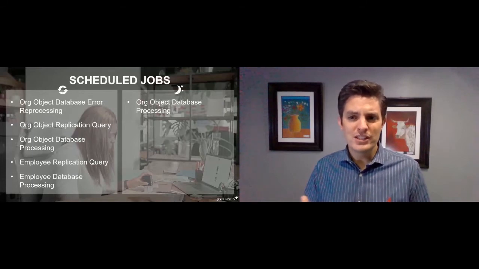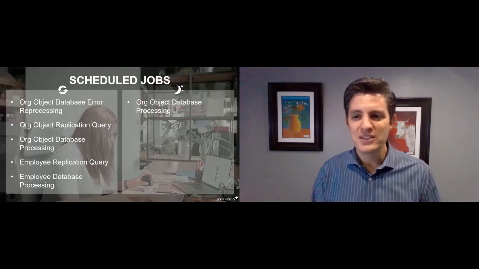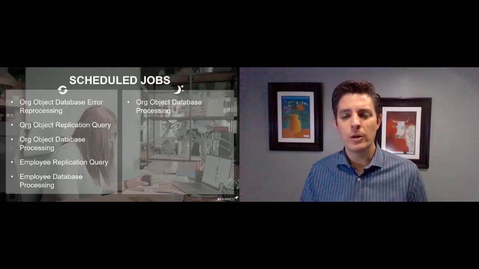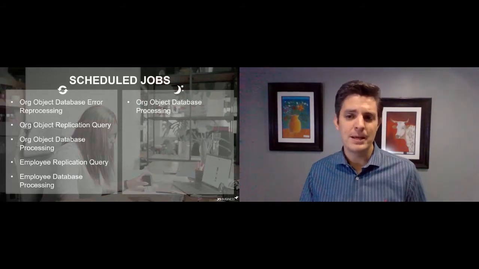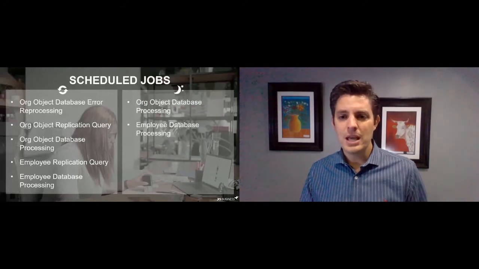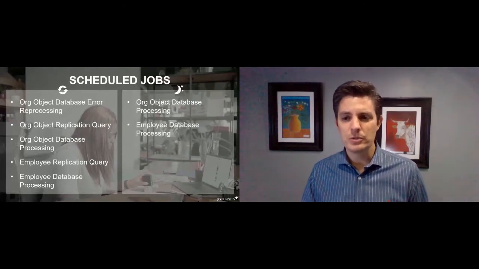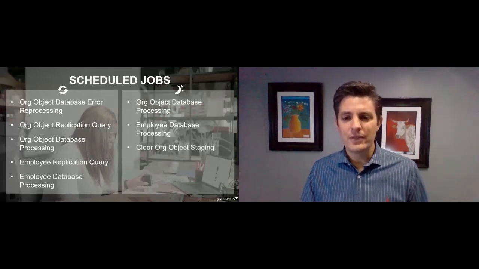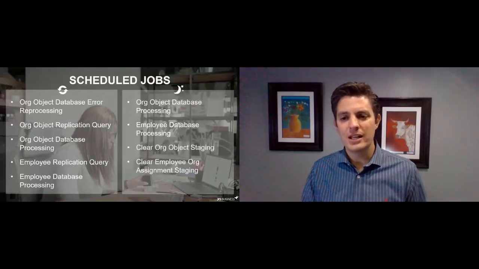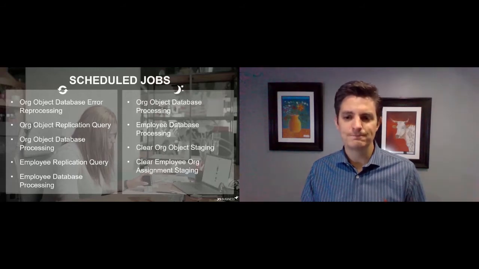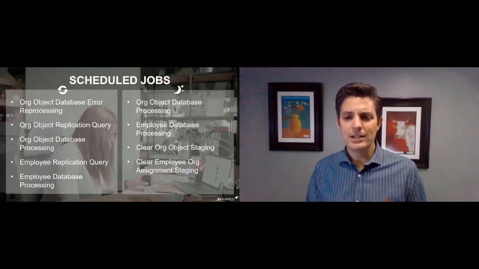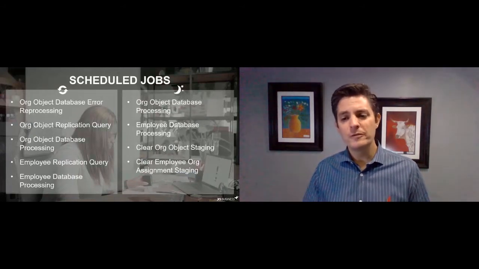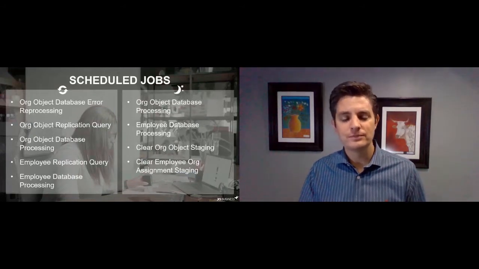Then, usually as the last thing to do at night, we run some cleanup jobs. Firstly, we give it a final go at processing any org objects that somehow got missed throughout the day. We do the same for employee data just to make sure to pick up any loose ends. We then have two jobs that clear out the staging areas for org objects and for employee org assignment data. If you wanted replication to run every hour during working hours, it would mean that more than 50 jobs would run each day.